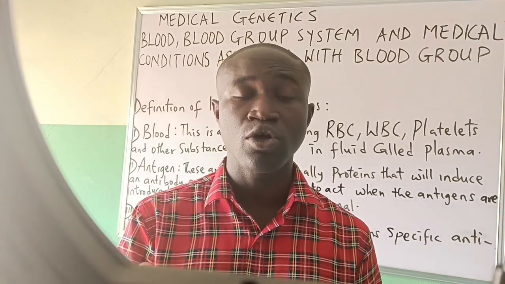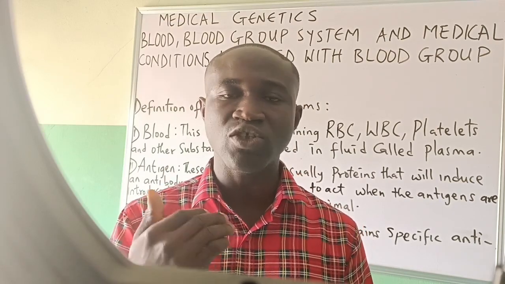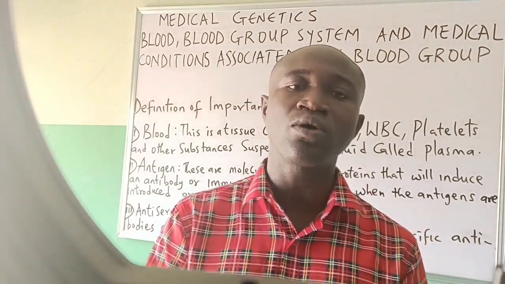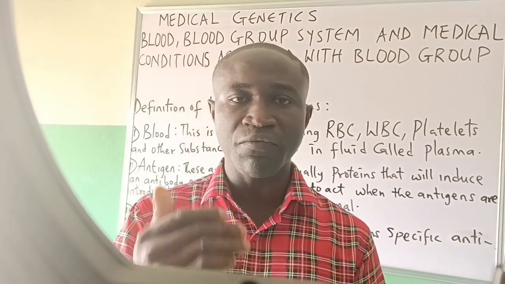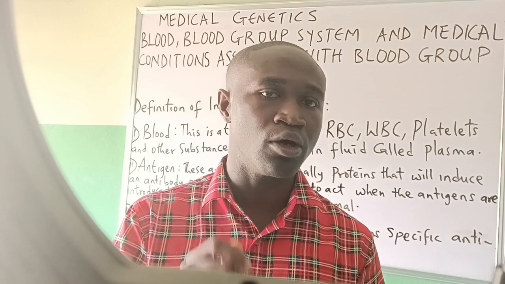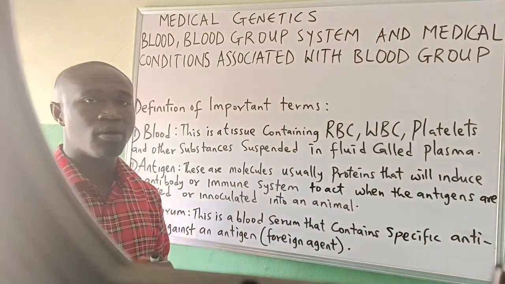In this video, we want to discuss another important topic on medical genetics, and that is blood group system, and medical conditions associated with blood group system. So to kick off, we want to look into some definition of terms very important in this topic, and that is one, blood, two, antigen, and three, antiserum. And that is what we have on the blood.